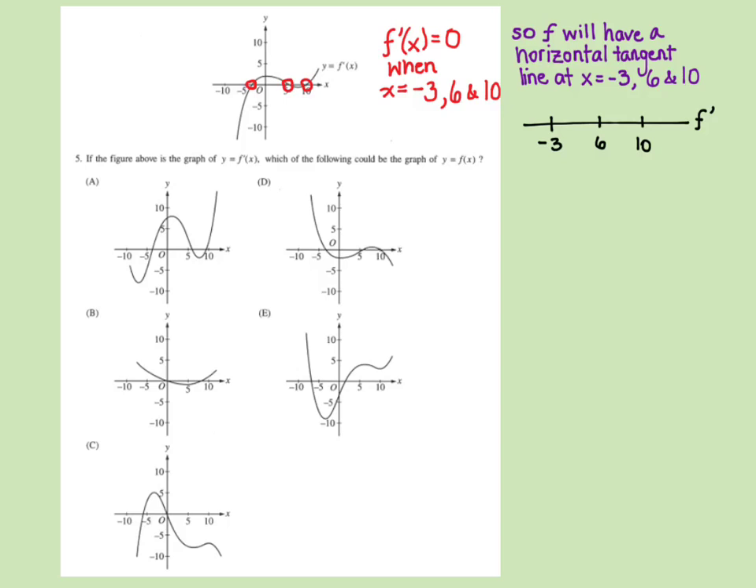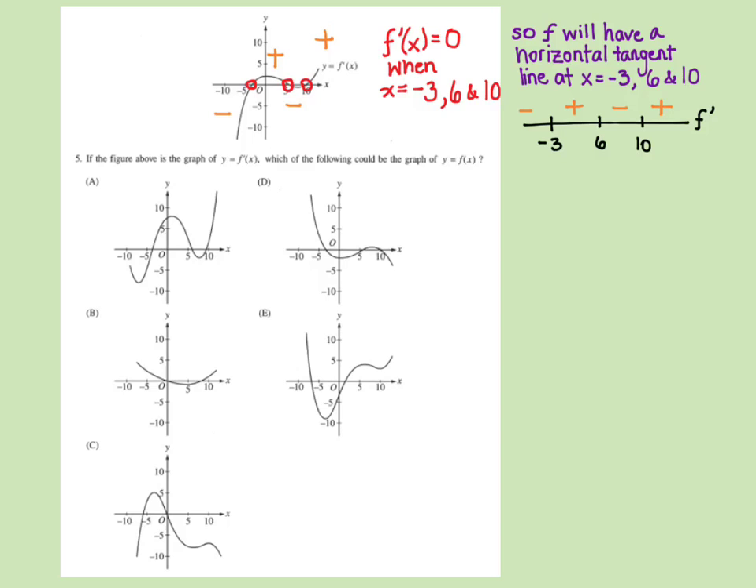Everywhere else, f prime is either going to be positive or negative. So notice that below x equals -3, the y values of f prime are negative. In between -3 and 6, the y values of f prime are positive, and in between 6 and 10, the y values are negative, and greater than 10, the y values are positive. So we can add those to our number line.